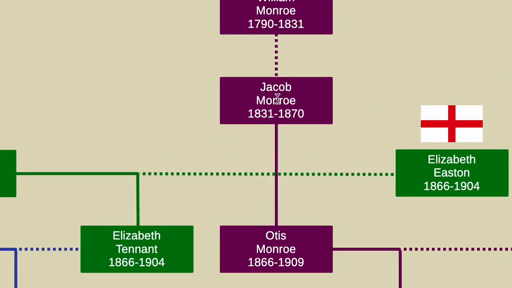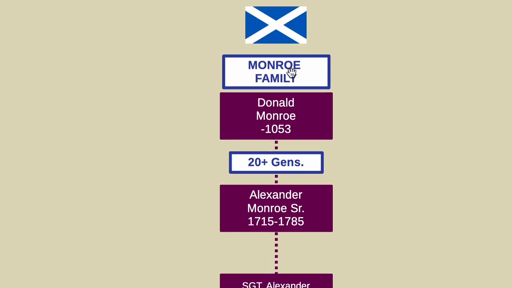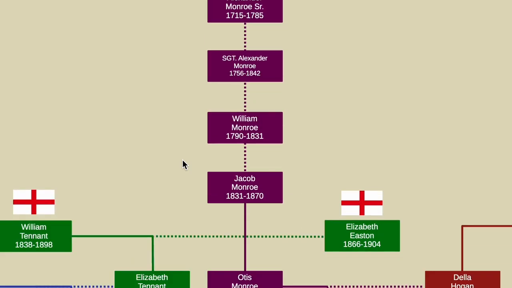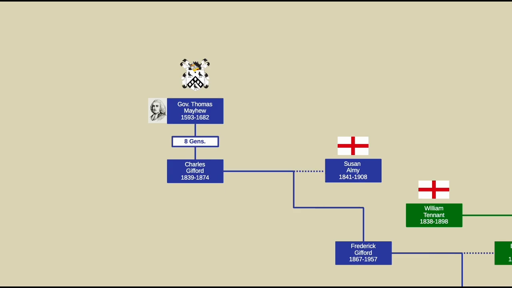Now the Monroe surname comes from Scotland, and if we go all the way to the root, you'll see a man called Donald Monroe. He was the first leader of Clan Monroe, and it was mostly a Scottish family, and there were lots of nobles. So his father, Frederick, was the son of Charles Gifford and Susan Elmy, both of whom were English.